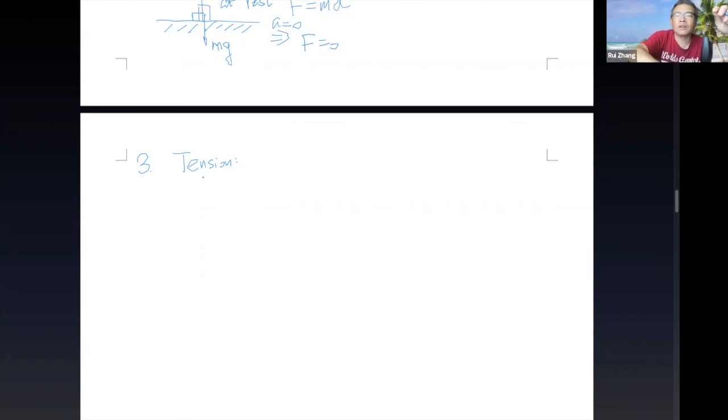But there's no surface here. So the force is exerted by this string or wire or whatever you want to call it, and that is the tension. Whenever you have a piece of string or wire, it could exert a force on the object. And we normally use T for tension. In this case, when the object is at rest, you have the tension balancing gravity, right?